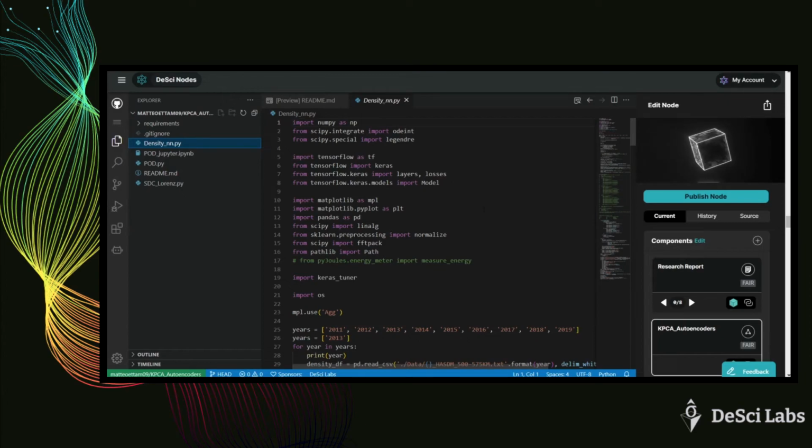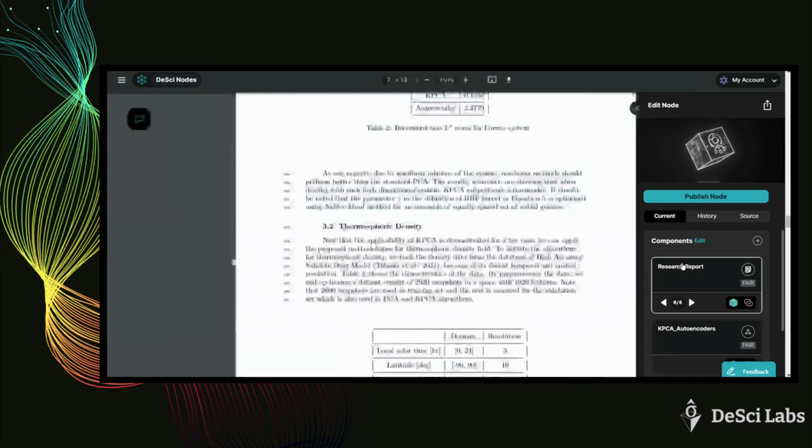Hey Vahid, I'm curious about your experience putting this together with the DeSci Nodes. What do you think? Pros and cons? Of course, it was not that difficult. Working with the annotations was not easy. For example, just adding the hyperlink was not easy to understand.